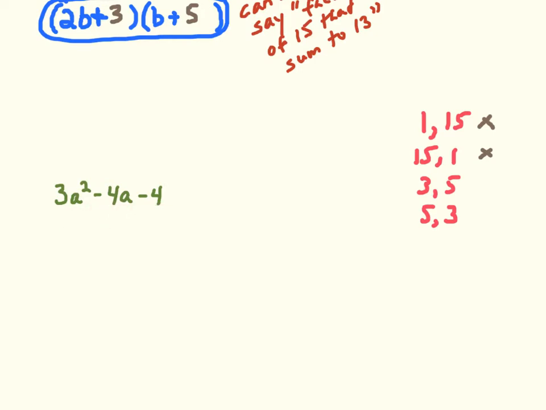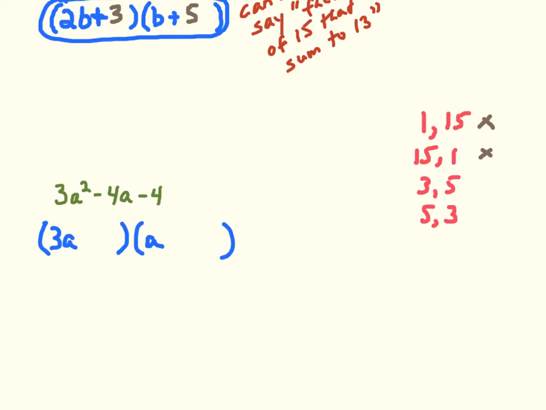So now this one's a little bit different in that, well, I know that I can generate the 3a squared by 3a and a, so that's the easy part. Now, this time, because I have a negative there and a negative there, I know that the way I'm going to get a negative 4 is going to have to be some combination of a positive and a negative. So, let's consider the possibilities for negative 4.